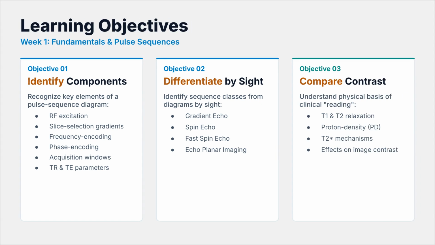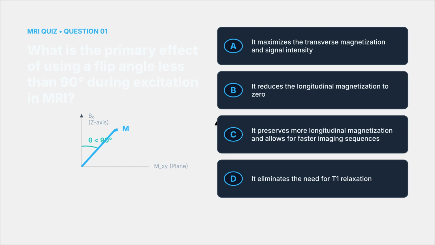In Week 1, our focus is on fundamental pulse sequences. You will learn to identify components like RF excitation and gradients, differentiate between sequence classes, and understand the physical basis of clinical image contrast. Let's begin with a quiz.